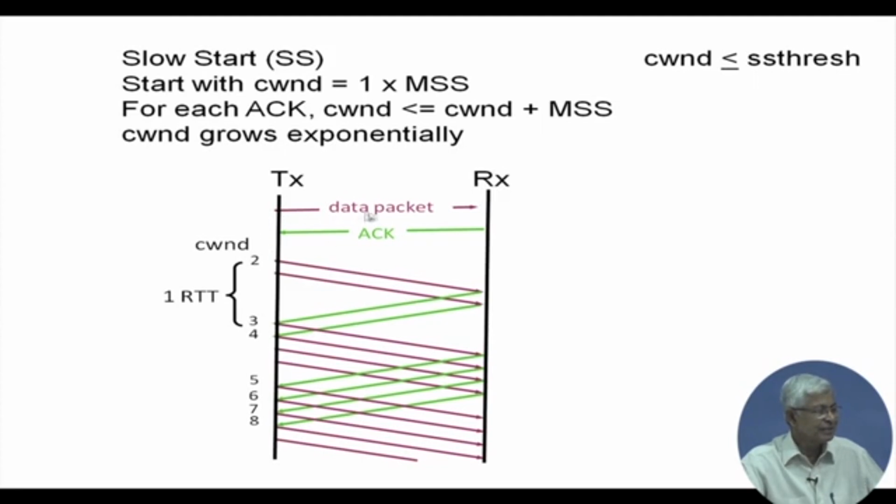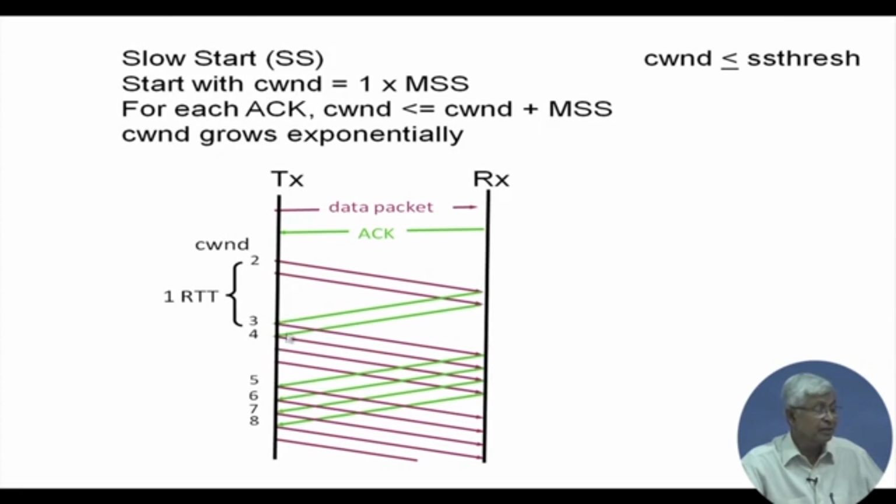Transmitter sends a data packet, one segment, and the acknowledgement for the segment has come. So, it will increase by 1 MSS. So, CWND has increased from 1 to 2, since 1 acknowledgement has come. So, it will send 2 segments. So, 2 acknowledgements come. For each acknowledgement it increases by 1, so for 2 it will increase by a total of 2.